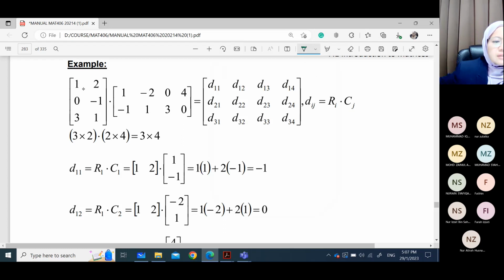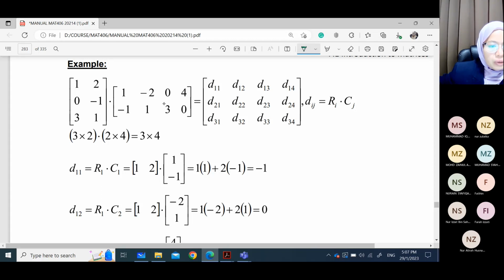First kita kena pastikan sama ada dia boleh didarabkan ataupun tidak, sebab tak semua matrix sesuai untuk didarabkan dengan mana-mana matrix. Okay. So untuk yang ini, untuk first, katakan first matrix is yang ini 1, 2, 0, negative 1 and 3, 1. So the size of this matrix is about 3 by 2. So maknanya dia ada 3 row dan ada 2 column.